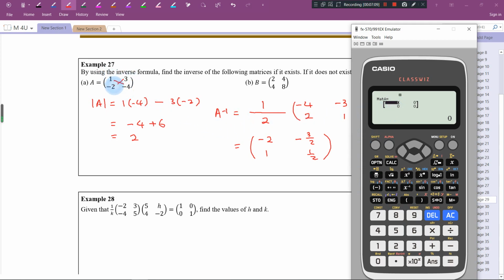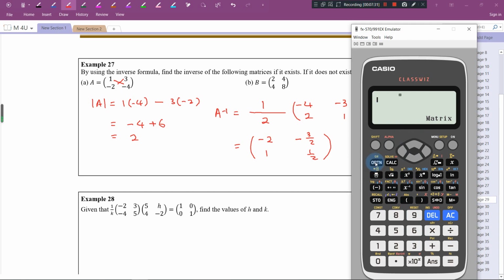1, 3, negative 2, negative 4. Okay, now the calculator already remembers this matrix. Press Options, then go for Matrix Calculations.